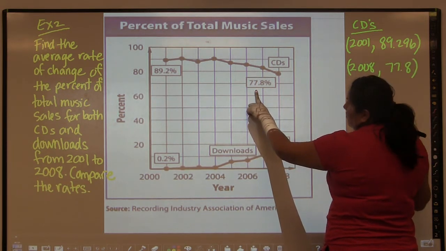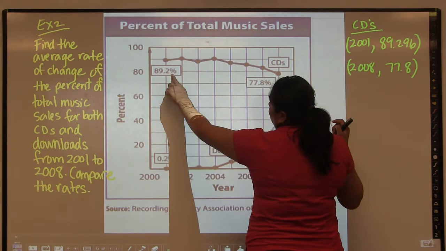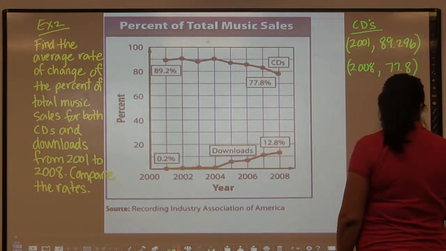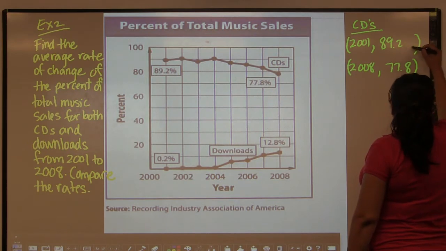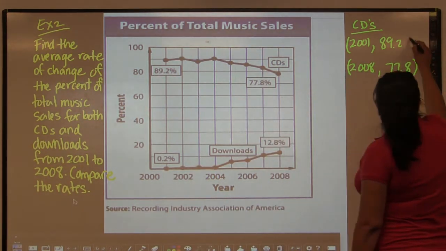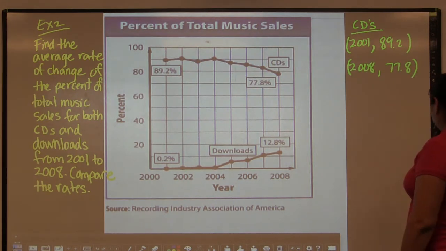And you know what? I already read that. This is 89.2%. That's not a 6, it's a percent symbol. 89.2, so my bad. 89.2. There we go. So to find the rate of change is very simple.